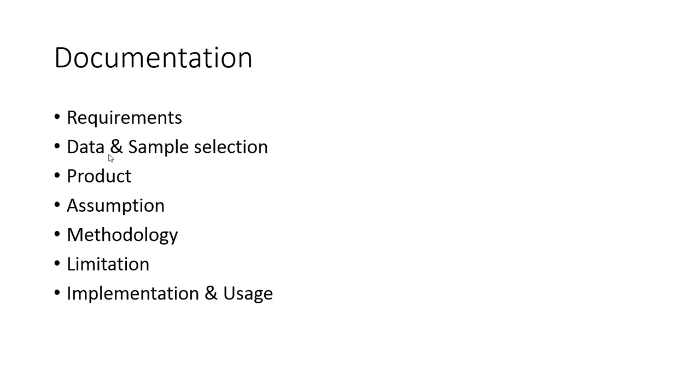So requirement gathering, data and sample selection, the types of product, assumptions used in the model, model building and validation, methodology used, the limitations of the model, implementation and the uses. All these things should be well defined in the document, and there could be several documents though. And this is an important aspect of model inventory.